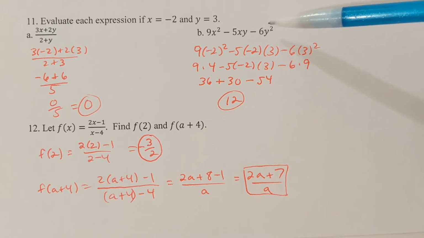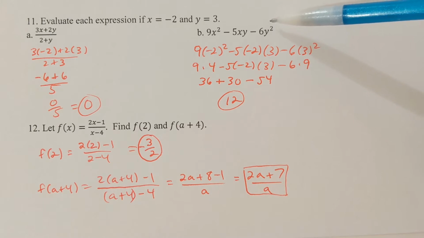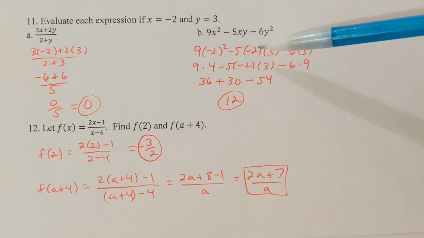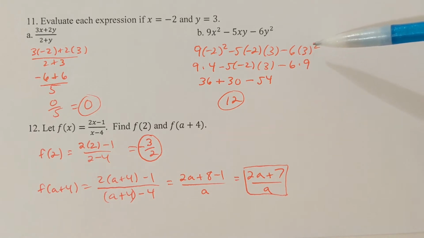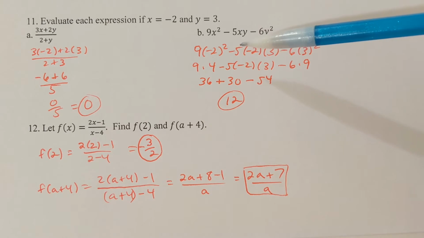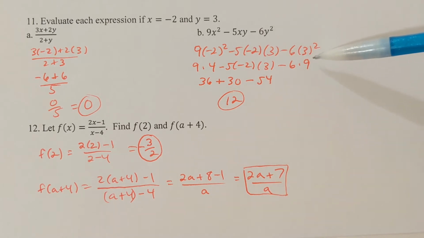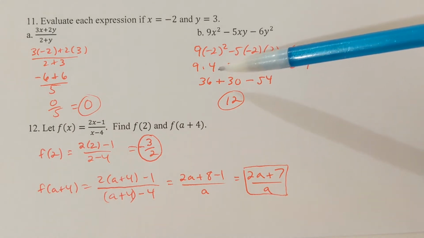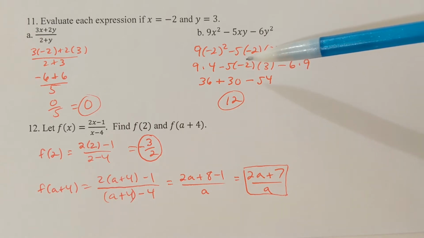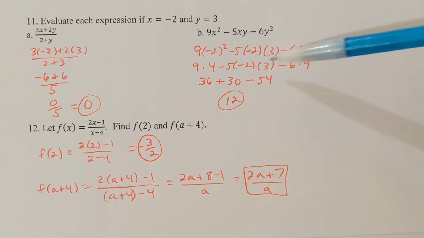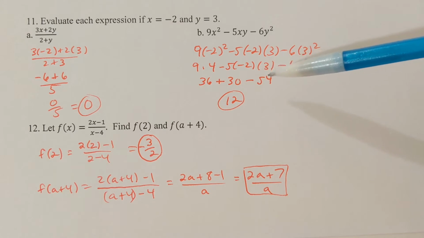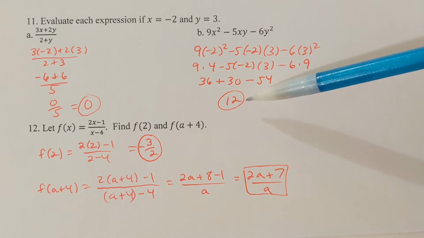For B, 9x^2 + 5xy - 6y^2. 9 times (-2)^2 + 5 times -2 times 3 - 6 times 3^2. Okay, I'll take care of the squared expressions. (-2)^2 is 4. 3^2 is 9. Now multiply. 9 times 4 is 36. Minus 5 times -2 times 3 gives me 30. Minus 54. 36 plus 30 minus 54 is 12, is the answer.